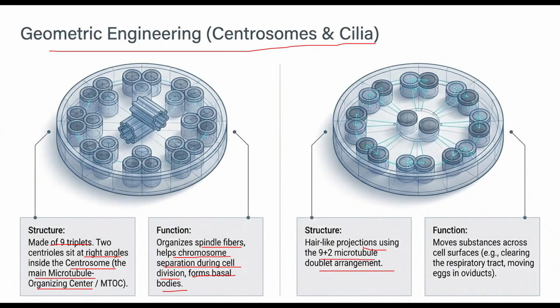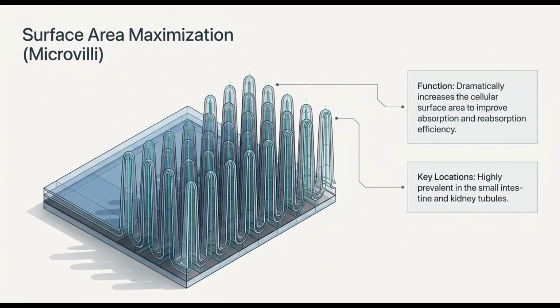The double arrangement. And what is the function? Move substances across cell surfaces and for cleaning the respiratory tract, moving the eggs in oviducts, etc. Clear? Now let's see another form, that is villi, the microvilli.